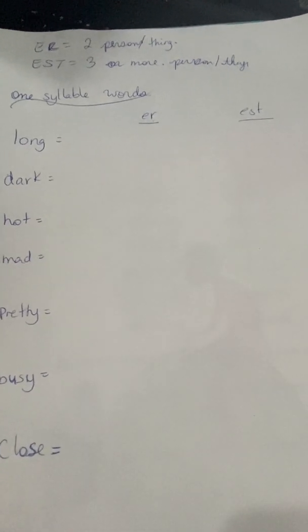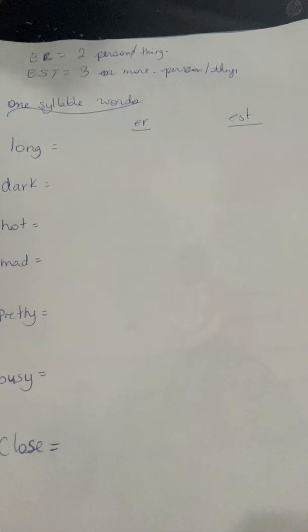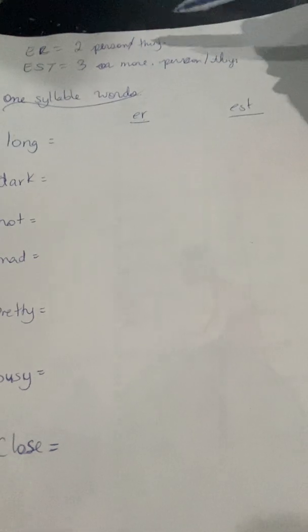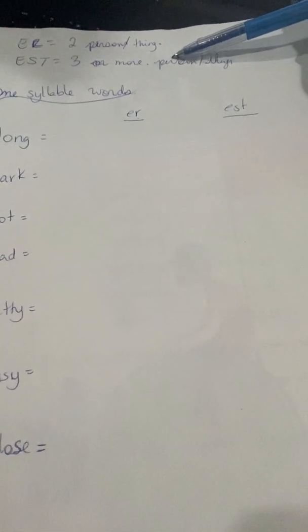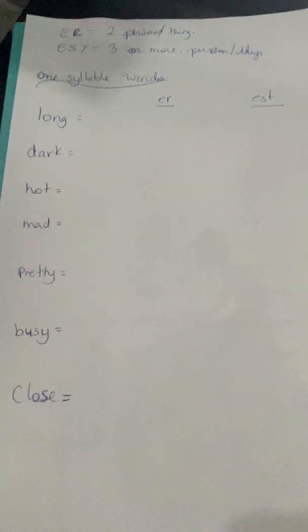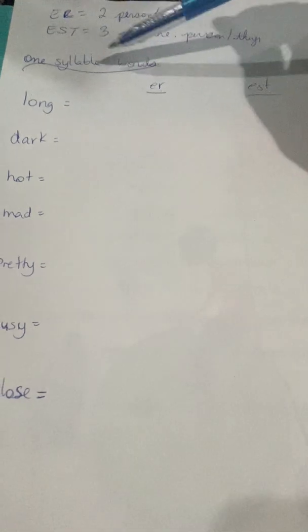Or if I'm comparing one home with all the other homes in a neighborhood, then I'm going to be using EST. So these rules are things we already learned when we were learning how to compare adjectives. So it's pretty familiar. Now, there are some differences, and I'm going to stress one syllable words.